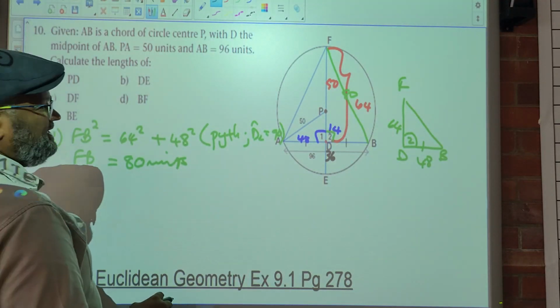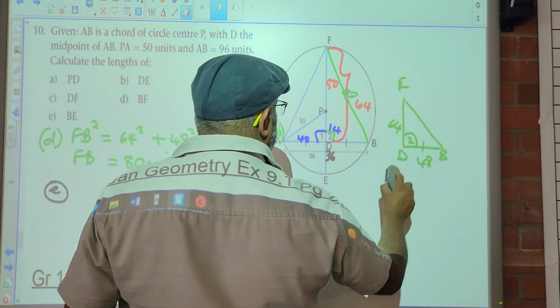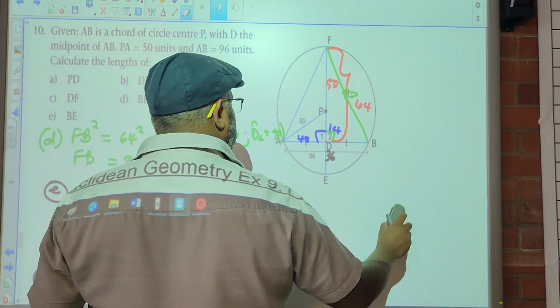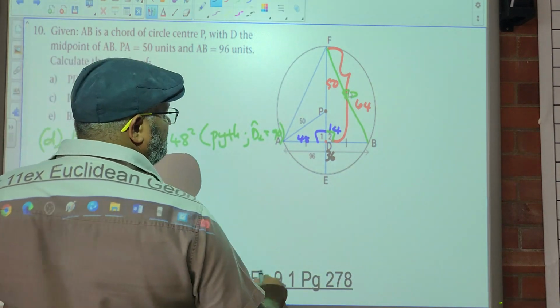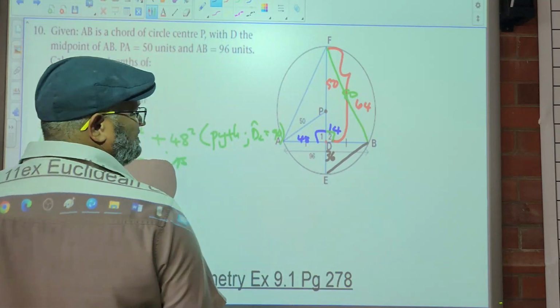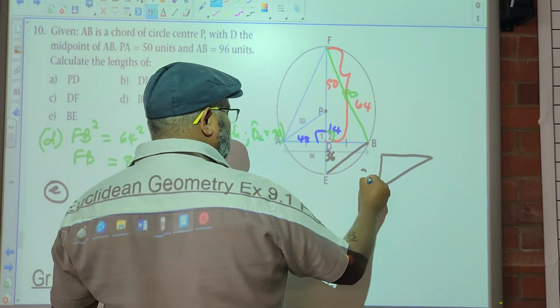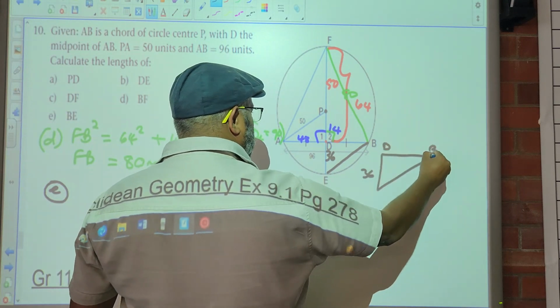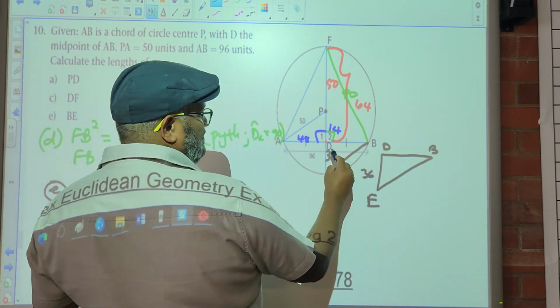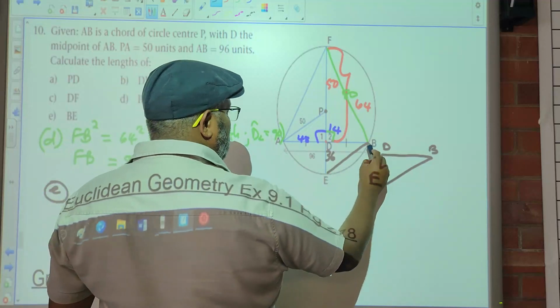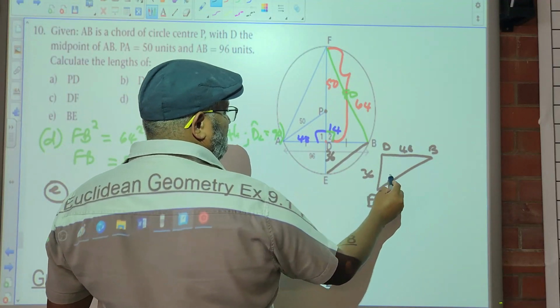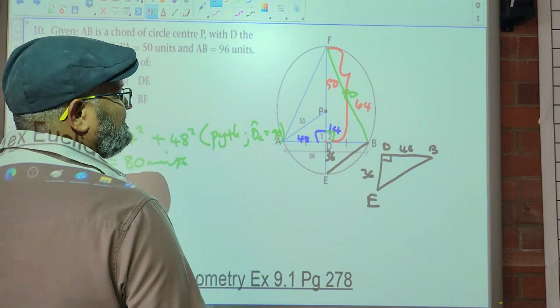You want to calculate BE. Okay? So that is this thing, not so? Yes. Do we have a triangle looking like this? So that's going to be 36. T, B, E. So that's your 36 here. And we know that that is 48. So that needs to be 90.